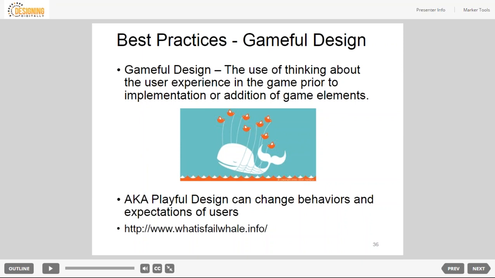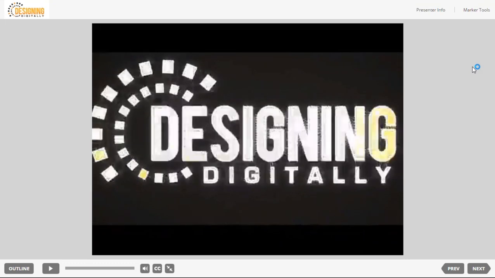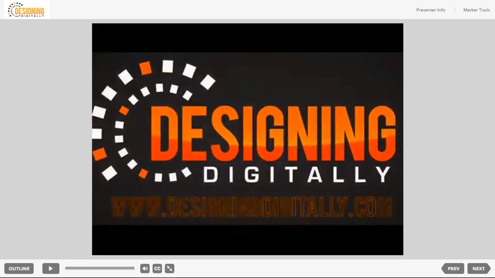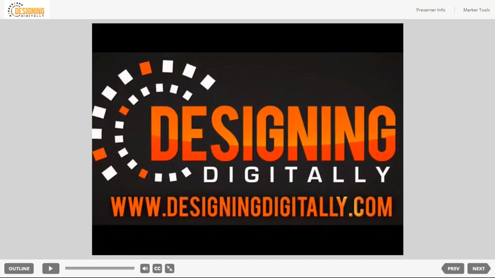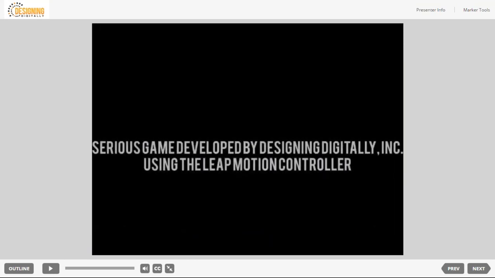Now, a good example of gameful design, which I think should be on the next slide, is Domino's Pizza here in the United States, which has the Pizza Tracker. This is a great example of gameful design. The Pizza Tracker does nothing but track how long it's going to take for you to get your pizza, but it has all this fun theming around it.